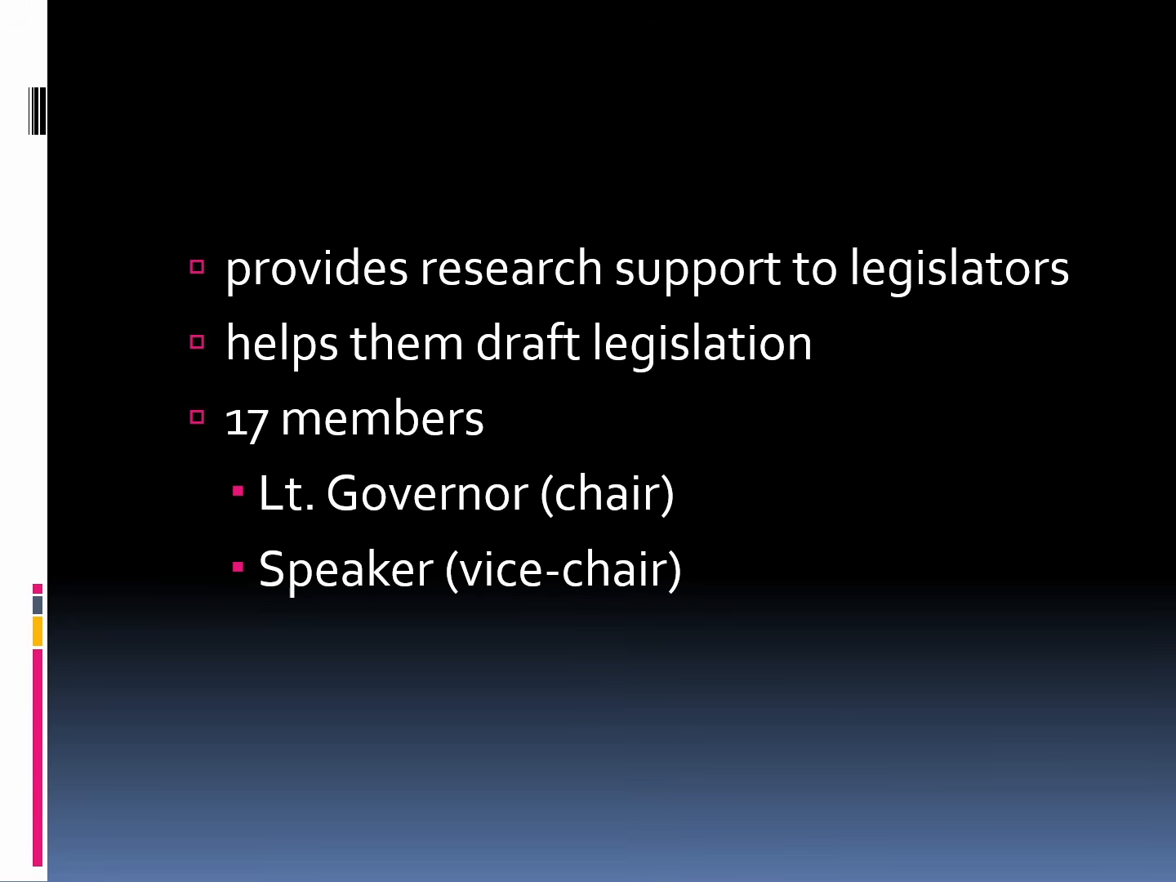Their primary function is to provide research support to the legislators. Let me give you an example of this. Texas in general at the state level does not have a law that says you cannot text while you drive. However, different cities have passed ordinances that say you cannot text while you drive within the city limits. But if you're driving on Interstate 37, there's nothing within the state that says you cannot text. I don't suggest that you do that, but there's no law.